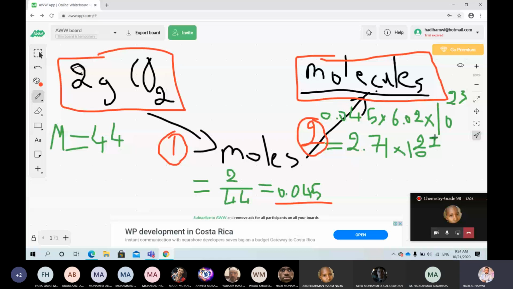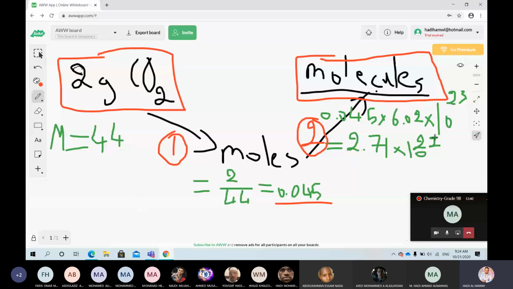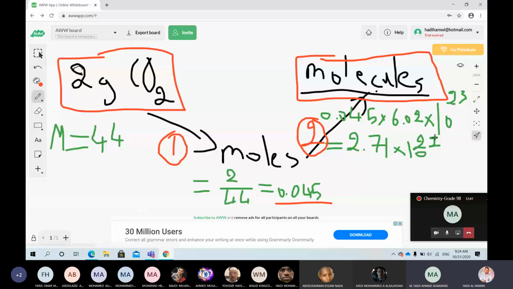You said the molar mass of carbon dioxide is 44, right? Yes. Okay, do you know how we find it? Do you know from where we found the molar mass? Yes, of course, from the periodic table. Great, excellent. Okay, any question still here?